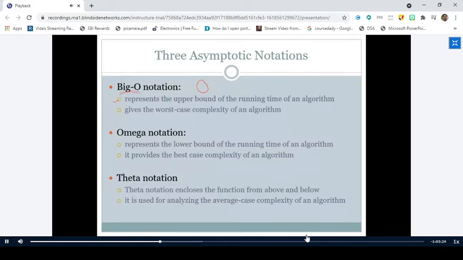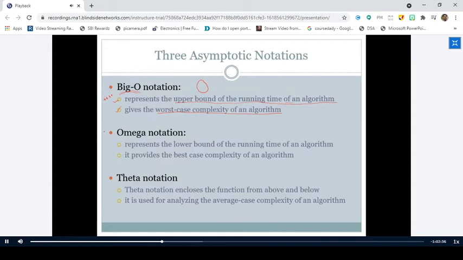Big O notation represents the upper bound of the running time of the algorithm. Upper bound is nothing but the worst case complexity. This is a very, very important point. Try to take a snapshot of this. Big O notation represents the upper bound of the running time of an algorithm. That is, big O notation gives the worst case complexity of an algorithm.